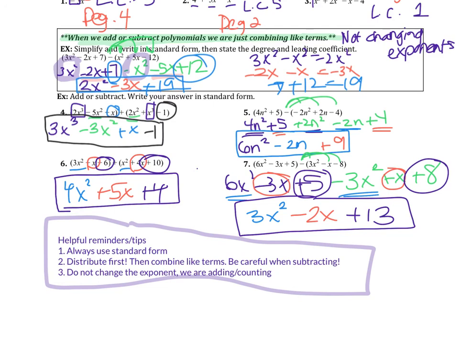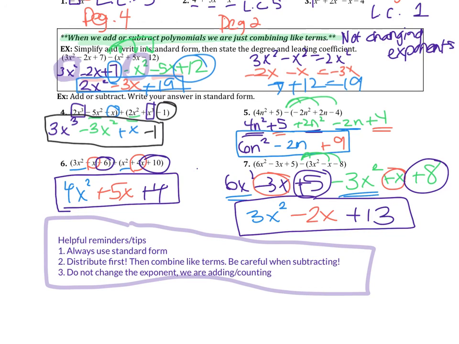Second, always distribute first. When you're adding, you're just distributing 1. So really you just get to remove those parentheses. But be careful when you're subtracting. Make sure you distribute that negative and watch out for the double negative situation when you're multiplying a negative by a negative. Go slow. Sometimes we try and go really quickly through these problems and then we make careless mistakes.